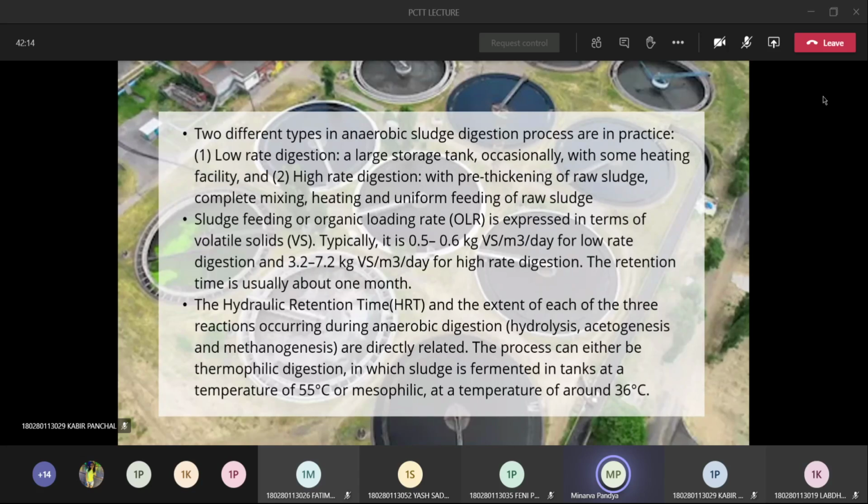Now, the hydraulic retention time is directly related to the extent of each of the three reactions occurring during anaerobic digestion. So, the retention time is dependent on the time of the process, these three reactions occurring. Now, this process can either be thermophilic digestion or mesophilic digestion. In thermophilic digestion, the temperature is around 55 degrees Celsius, and in mesophilic digestion, it is around 36 degrees Celsius. Next slide.